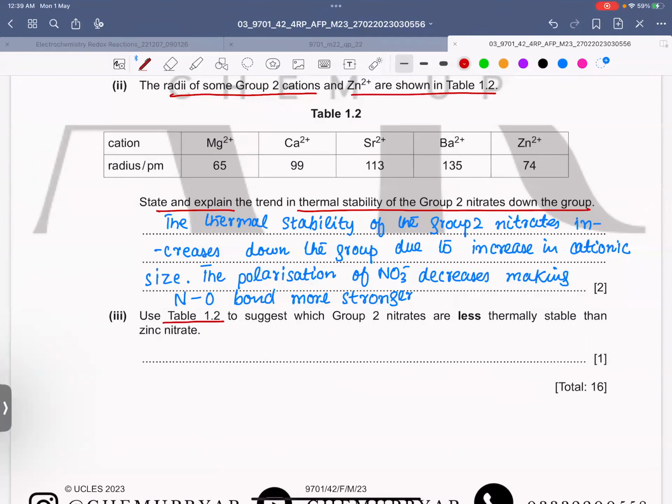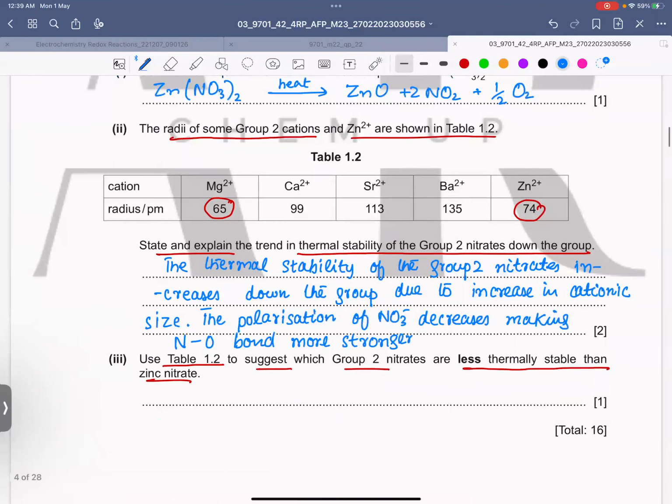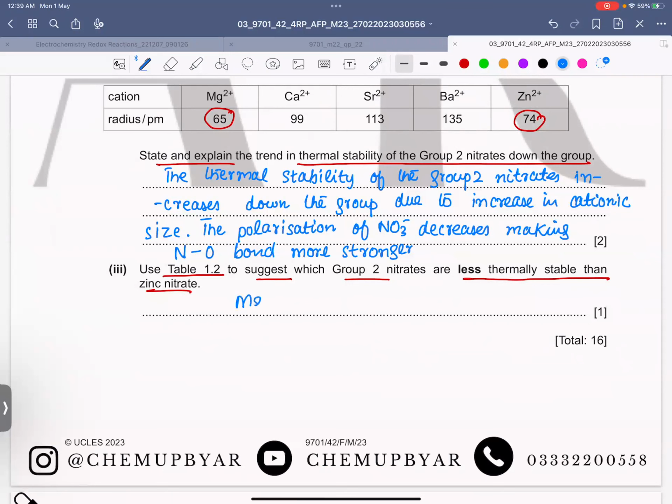Use table 1.2 to suggest which group 2 nitrates are less thermally stable than zinc nitrate. Obviously, the one whose atomic or ionic radii would be smaller than zinc. So the atomic radius of zinc is 74 and magnesium has a smaller radius than zinc. So magnesium nitrate would be the one which is thermally less stable than zinc because its radius is smaller than zinc. So it decomposes more readily. So its thermal stability would be lower.